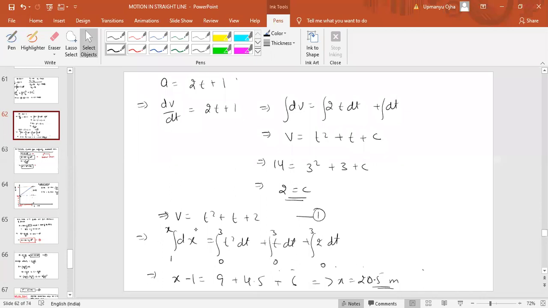No, not in all the questions. If they are asking you to find the velocity as a function of time, or displacement as a function of time, then you have to find the value of c. Then we have to do that. Okay, fine.